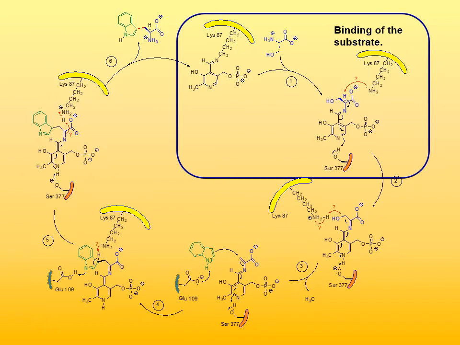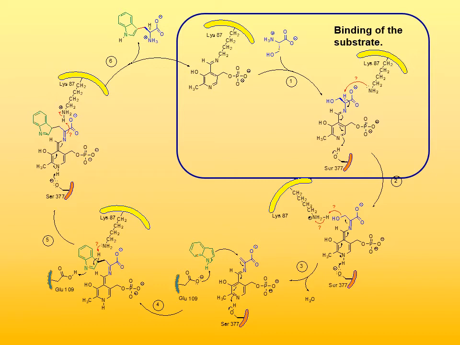If you recall organic chemistry, you can actually work it out. It's not very difficult. A number of additions and eliminations are involved. So that will be the first step, just binding of serine to the active site of the enzyme.